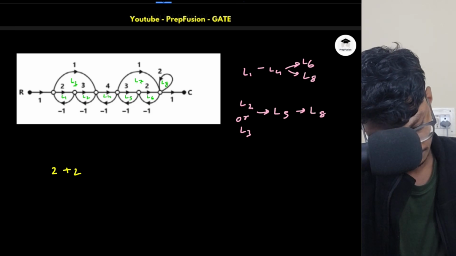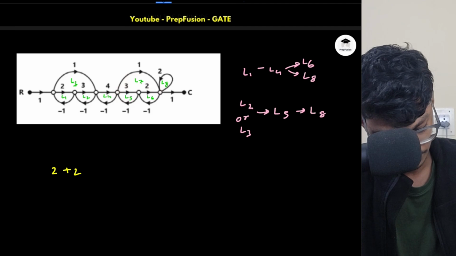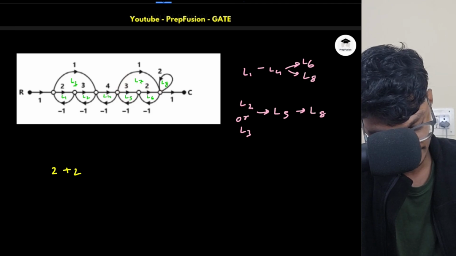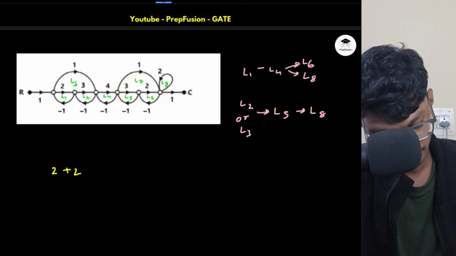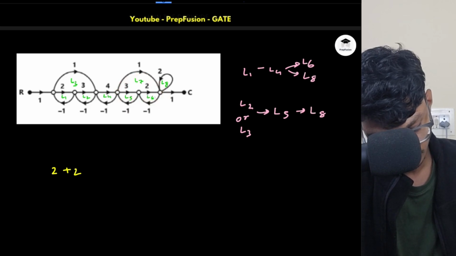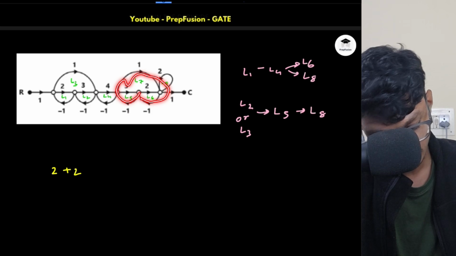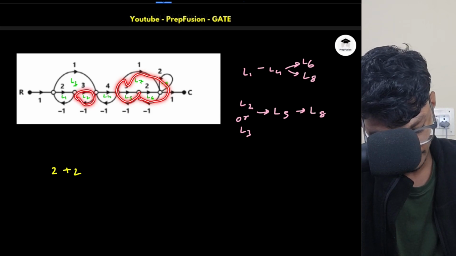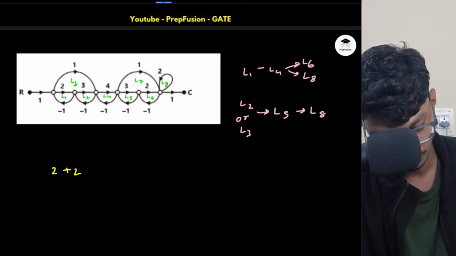Anything else? Okay, this L7 can be taken, right? I have never taken this L7 actually. Can this L7 be taken? If I choose this L7, okay, no, L7 cannot be taken actually. If I choose this L7, L2 can be taken, but what is the other loop that I can take? I cannot take any other loop.